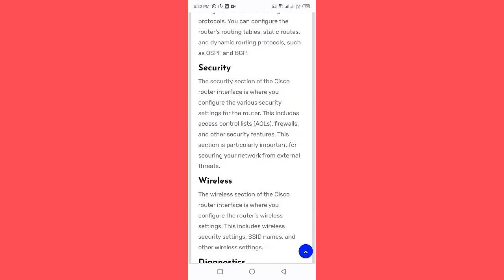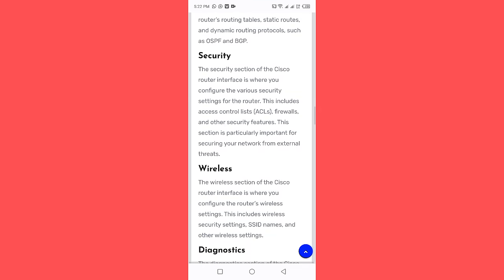Security. The security section of the Cisco router interface is where you configure the various security settings for the router. This includes access control lists, ACLs, firewalls, and other security features. This section is particularly important for securing your network from external threats.